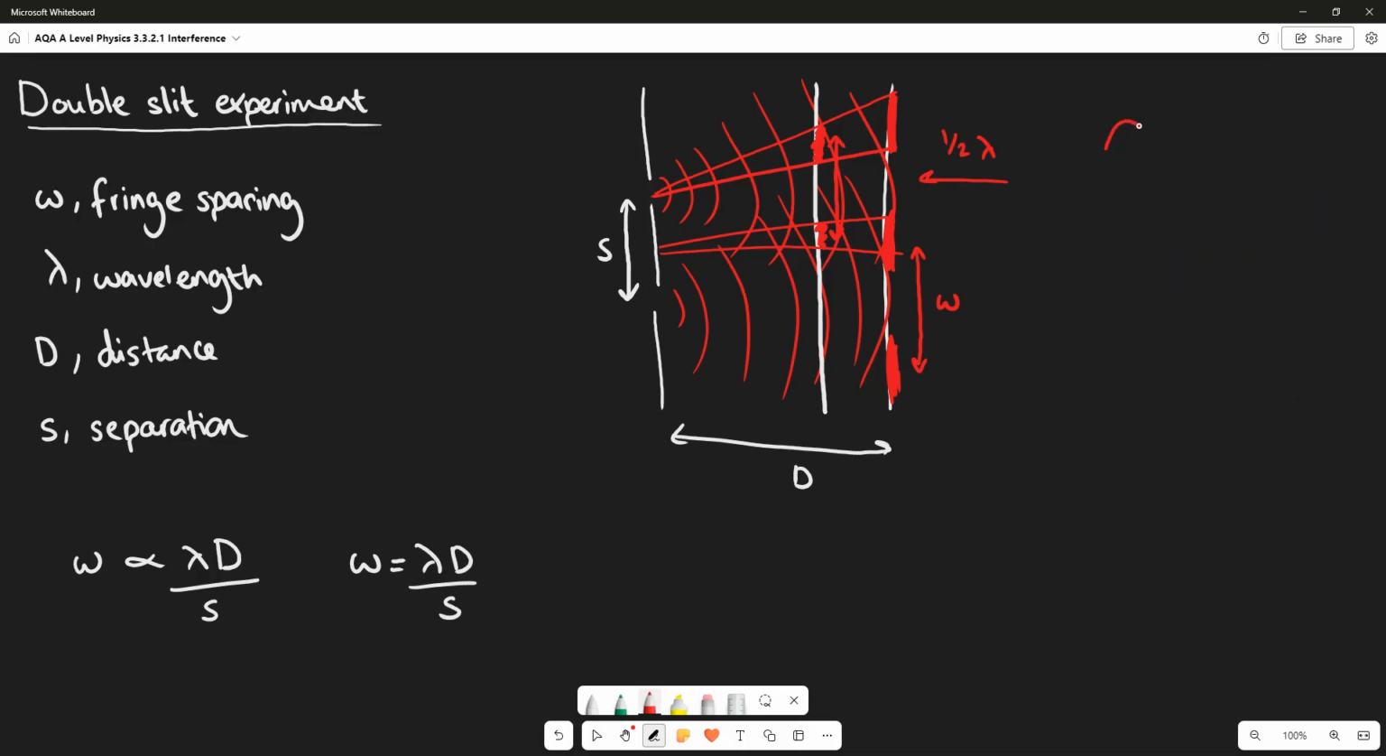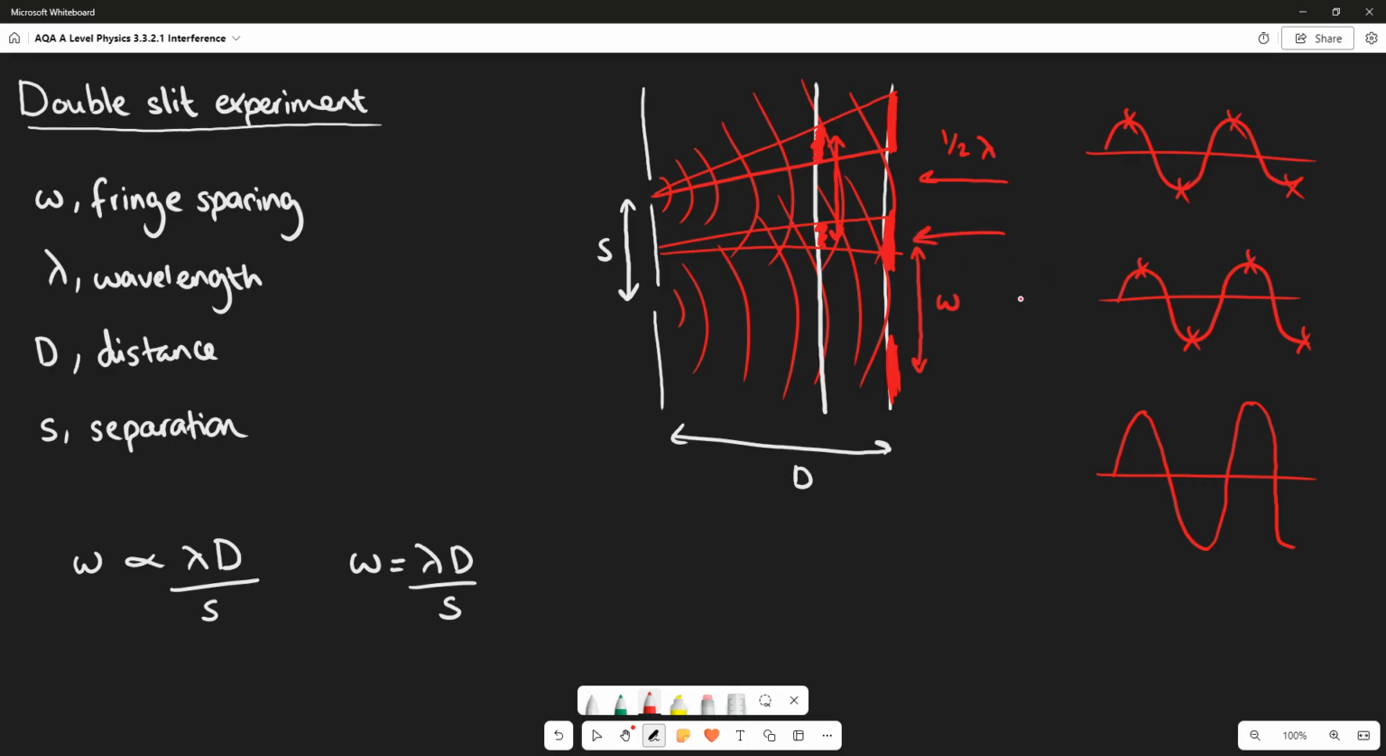If you have a wave with a peak and a trough and a peak and a trough, and you add that to a peak and a trough and a peak and a trough, then this peak and this peak added together make a larger peak. And this trough added to this trough makes a very deep trough indeed. Same again over here with this peak and this trough over here. So what happens is that the wave has a greater amplitude, and that would be a bright spot. So for example, here in the center.